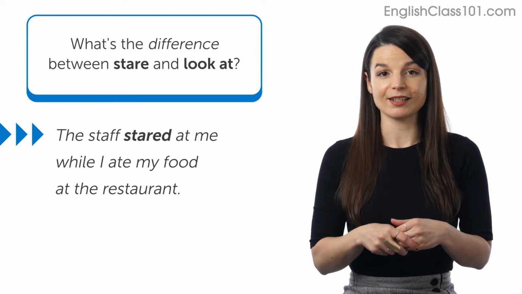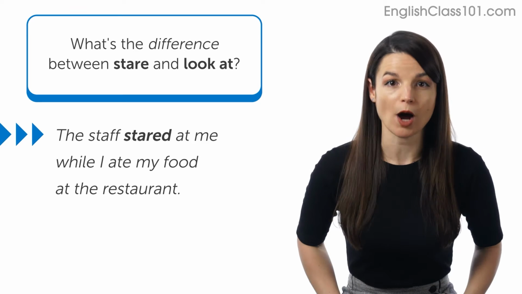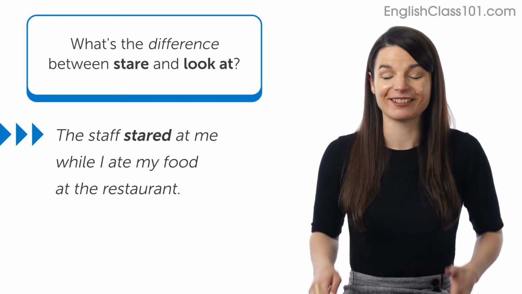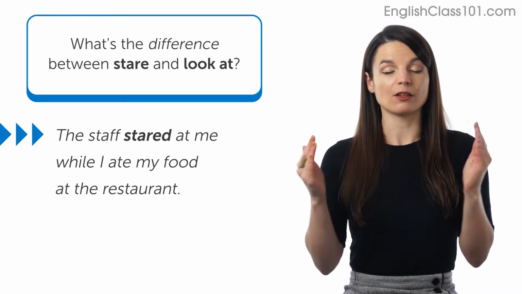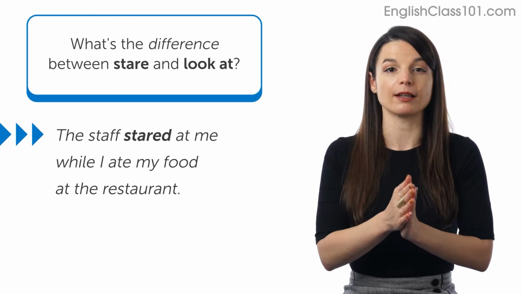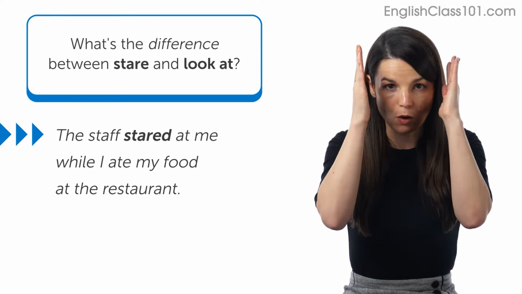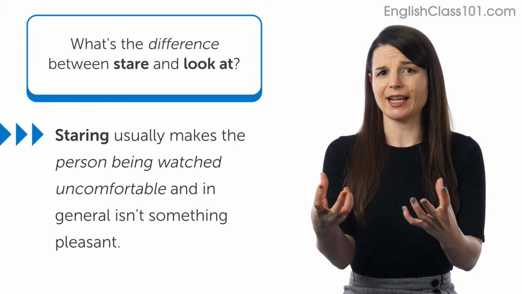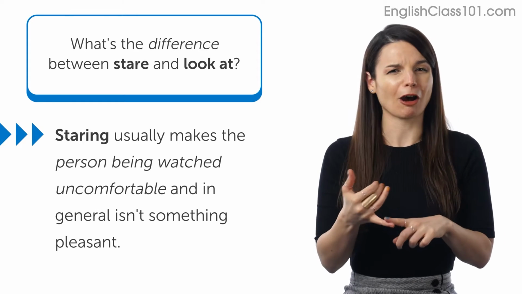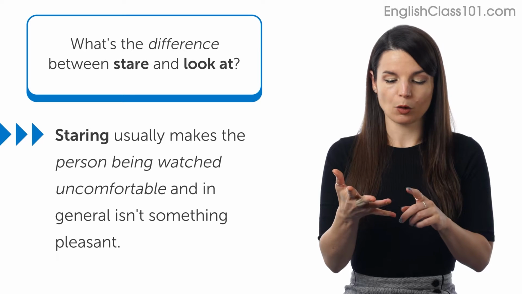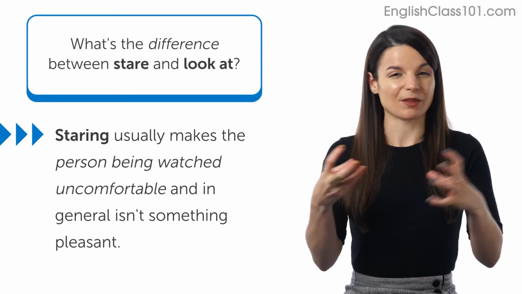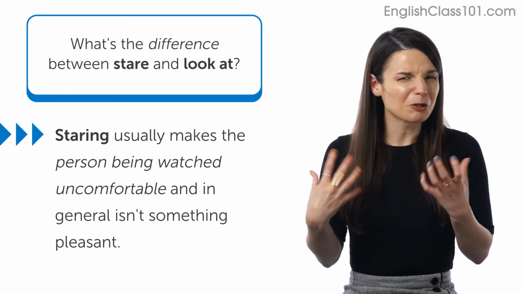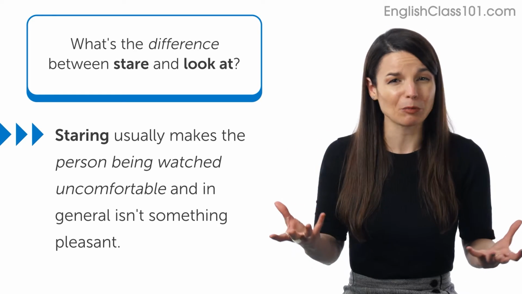So in this example sentence, the staff in the restaurant just watched me without doing anything else while I ate my food in the restaurant. It's an uncomfortable situation, right? So when we stare at another person, it means we look at them, only at them, for like a long time without stopping. And when we say stare, it often has this feeling of uncomfortable levels of focus, like the person that is being watched is doing something strange. You might feel like you're doing something strange, or it feels a little bit creepy somehow.